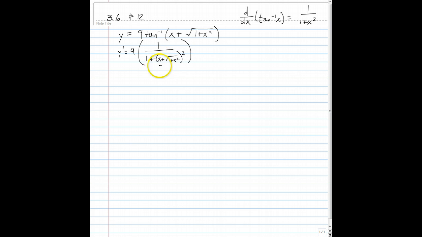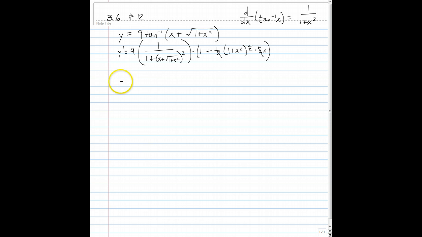But now the chain rule tells us we still need to differentiate this inner function and multiply it on the outside. So the derivative of x is 1, and the derivative of the square root of 1 plus x squared would be 1 half times 1 plus x squared to the negative 1 half. But we also can differentiate this 1 plus x squared even further, and the derivative of 1 plus x squared is 2x, and that gets multiplied. These 2's cancel out. That's a nice thing.